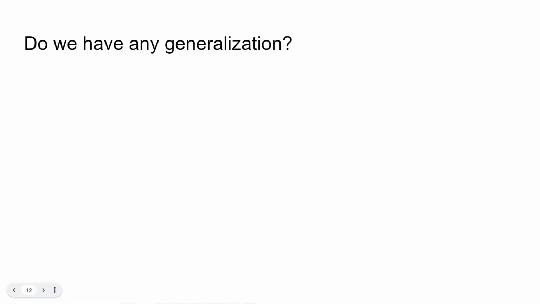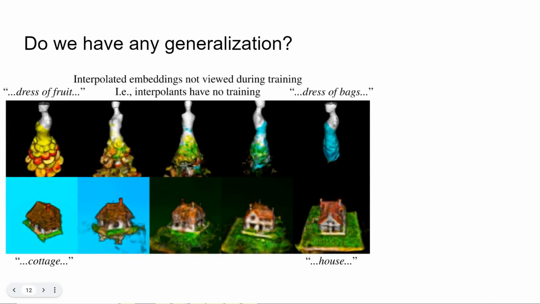So let's see if we have any generalization in this setup. First, we look at generalizing to interpolated embeddings. Specifically, we give our model an unseen prompt embedding, which is a linear combination of two other prompts. This produces suboptimal but promising results, which we later improve by amortizing over sampled interpolants.